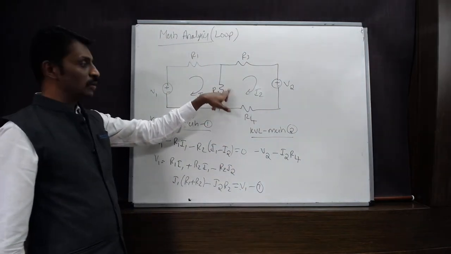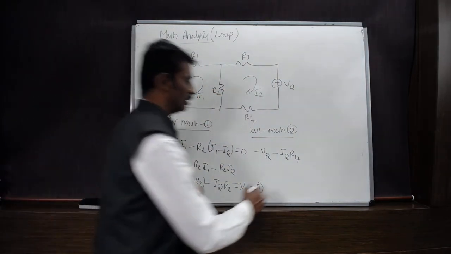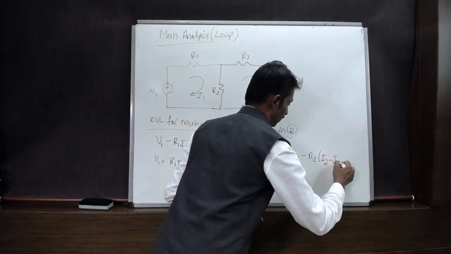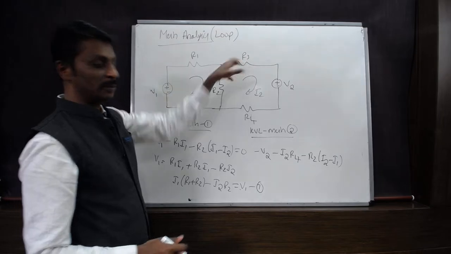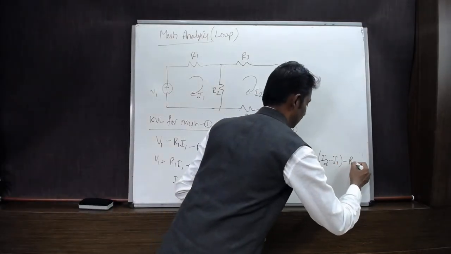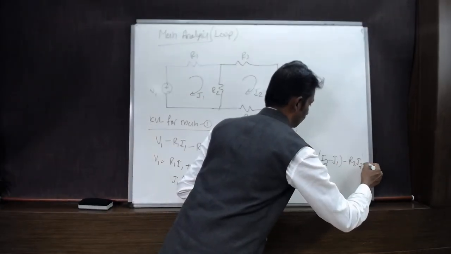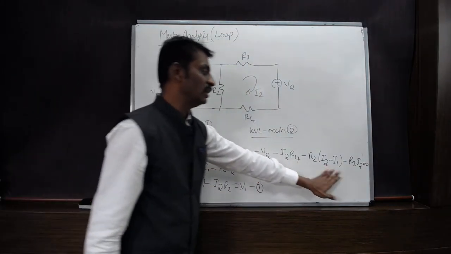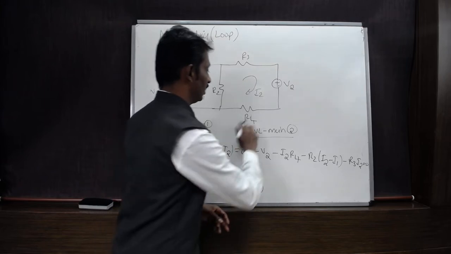and for the resistance R2, the two currents are flowing, I2 and I1. So we take the difference, minus R2 into (I2 minus I1), and the drop across R3 will be taken, so minus R3 into I2, is equal to 0. Let us separate the I1 terms and I2 terms. So we are going to get like this.